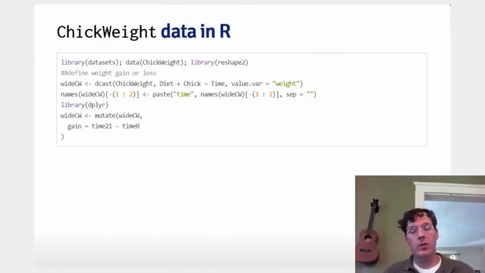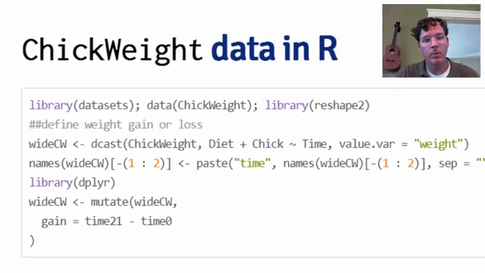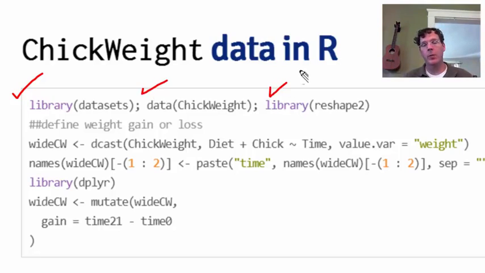Let's go through another example. The chick weight data in R contains weights of chicks from birth to a couple of weeks later. To get it, you can do library datasets, data ChickWeight, and then I need to work with the data, and I highly recommend the package reshape2. I'll go through a little bit about some of the reshape commands and what they're doing.